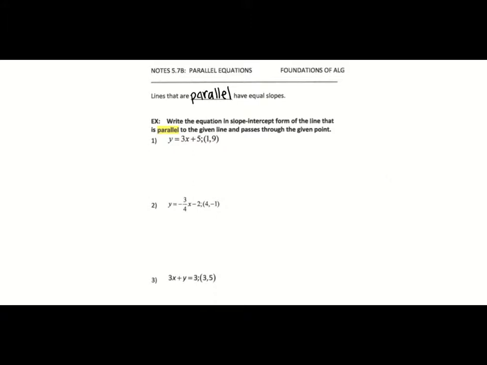So if it is going to be parallel, that means I'm going to take this original slope, which is 3, and leave it the same. I'm going to keep it equal. So my slope is going to be 3, and my point is (1, 9). I need to write an equation using those two pieces of information. To do that, I need to use my slope-intercept form.